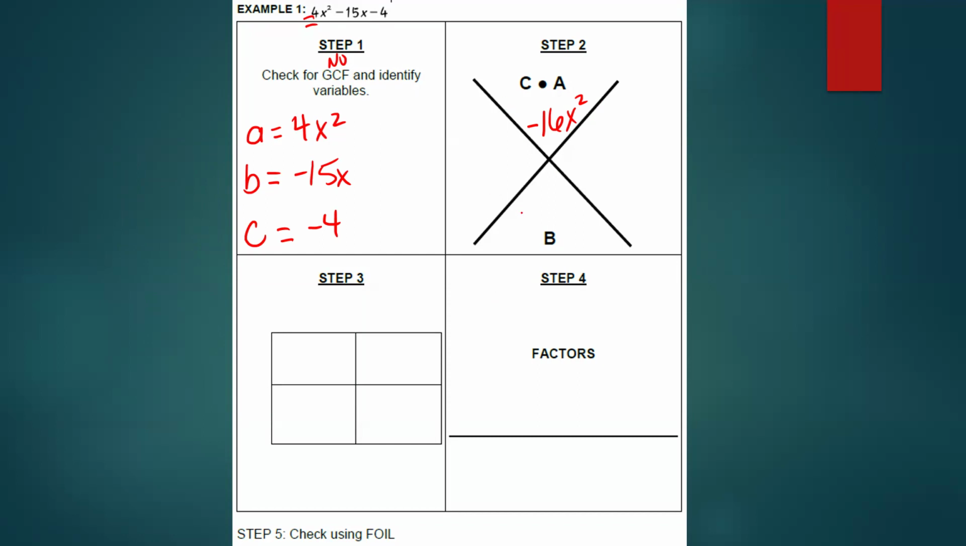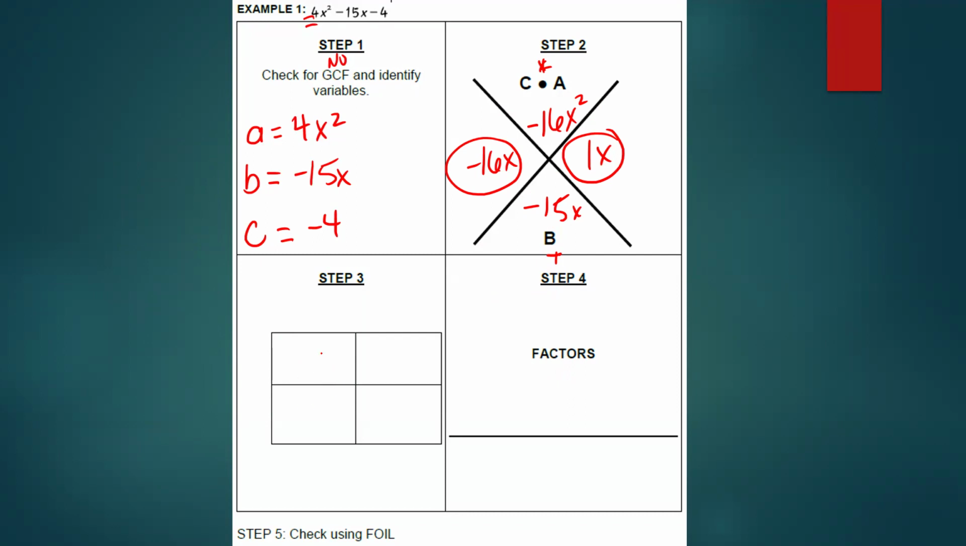And we still are asking what adds to give us negative 15x. So we're looking for what numbers will multiply to give us C times A, but add to give us B. What two numbers will make this work? Perfect. Negative 16x and a positive 1x. Do we all agree? Yeah? Okay.